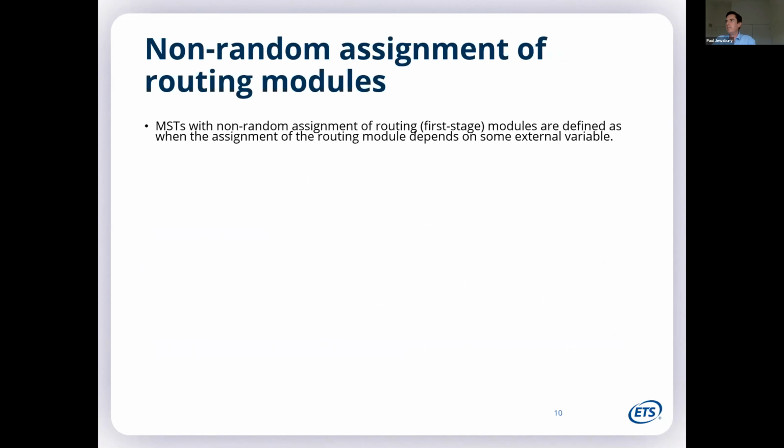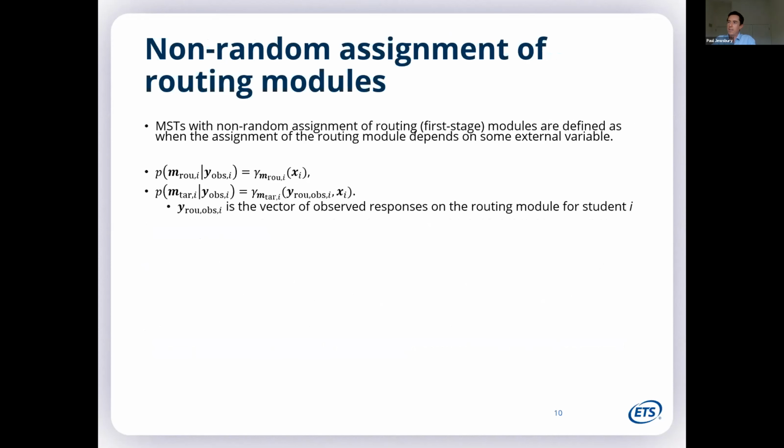The next type is non-random assignment of routing modules. So MSTs with non-random assignment of routing first stage modules are defined when the assignment of the routing module depends on some external variable. You have the conditional probability of the missing data pattern on the first stage here is a function of xi, some external variable. We also have the conditional probability of the missing data pattern on the second stage as a function of the observed responses on the first stage, as well as xi, this external variable.